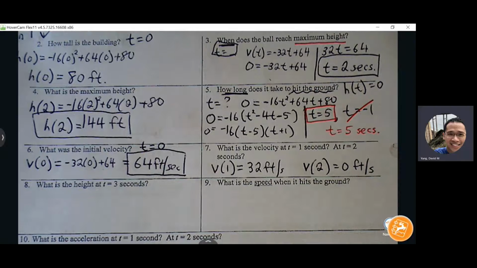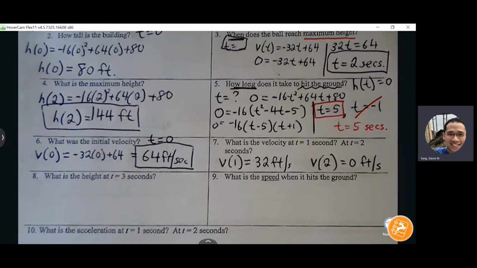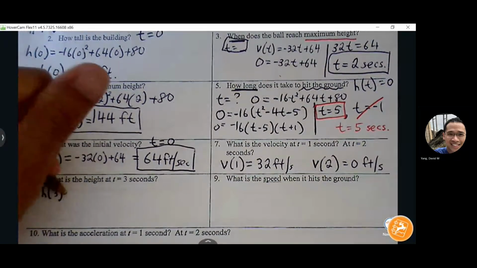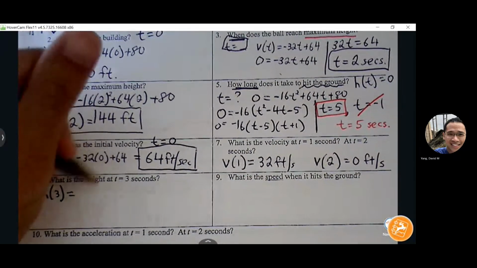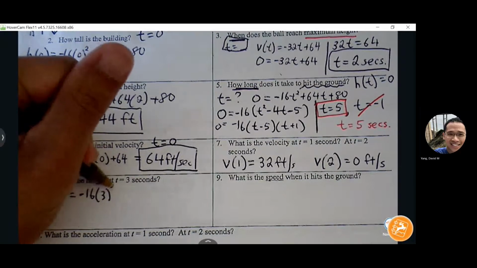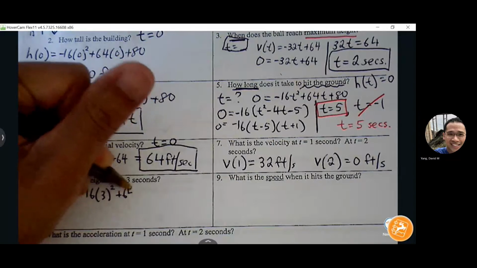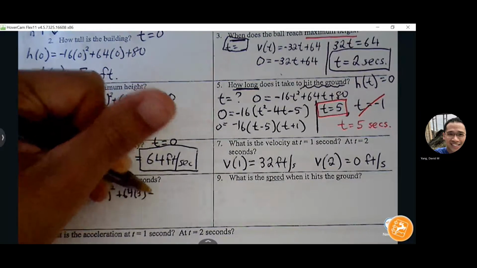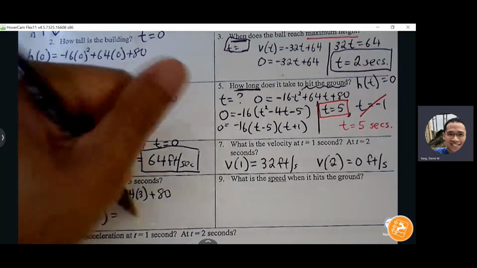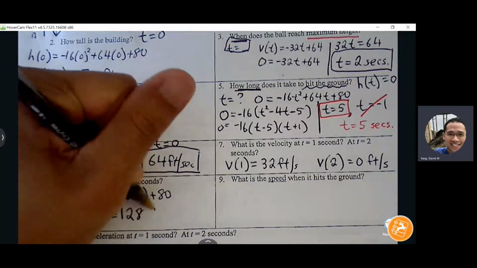Okay, number 8 is also straightforward. What is the height at 3 seconds? Plug in. All right, I'll do the calculation here. This gives us 128 feet.